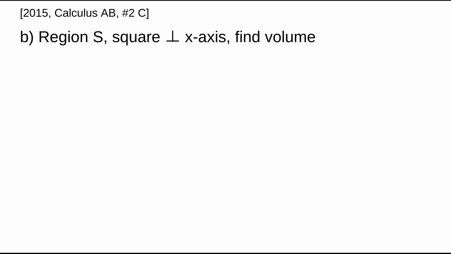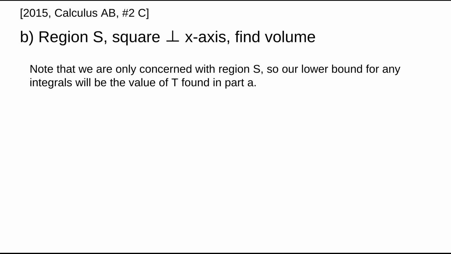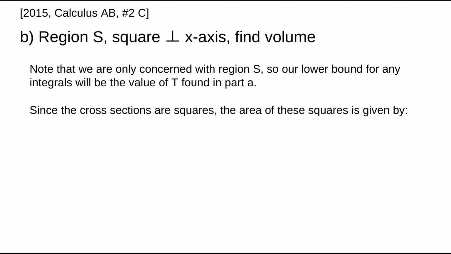In part B of the question, we are considering only the region S, and we are taking cross sections perpendicular to the x-axis, which turn out to be squares, and we are asked to find the volume of the resulting solid. All right, so since we're only concerned with region S, our lower bound of integration will be t, since S is further to the right than R, and this will be the t that we found in part A.